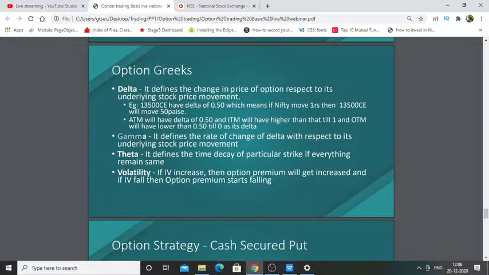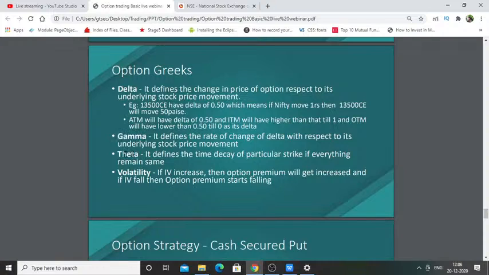If you want to have deep knowledge about option Greeks, I would recommend you to go through my previous videos, where I have made individual videos for option Greeks alone, with deep knowledge on delta, gamma, theta, volatility, all those things. So this is about gamma: how much the delta value is going to change for every 1 rupee movement in the underlying stock is defined by gamma.